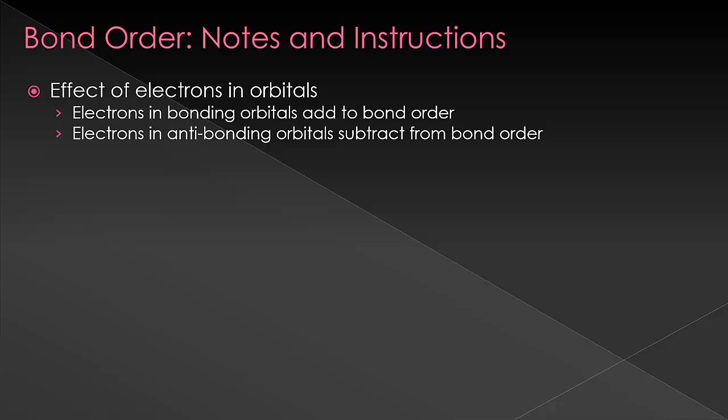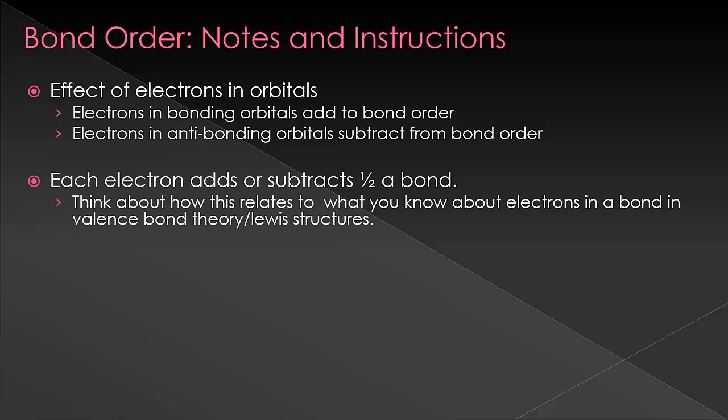Any electron that is placed into a bonding orbital will add to its bond order. Any electron that is placed into an anti-bonding orbital will subtract from its bond order. So therefore, you can get an equation that is bond order is equal to 1/2 of the difference between the bonding electrons and the anti-bonding electrons.